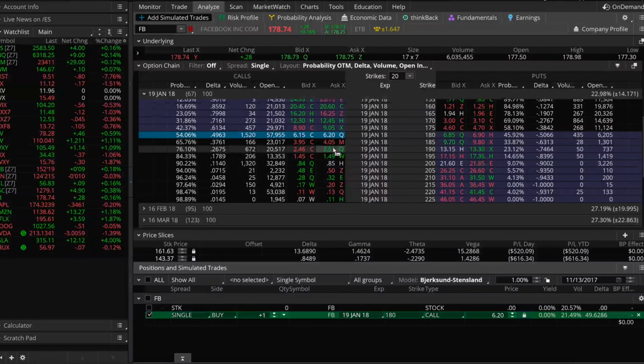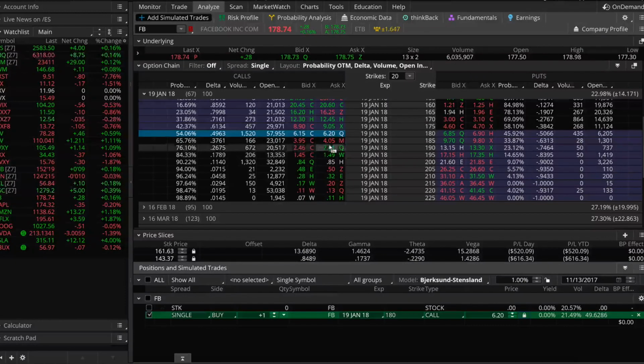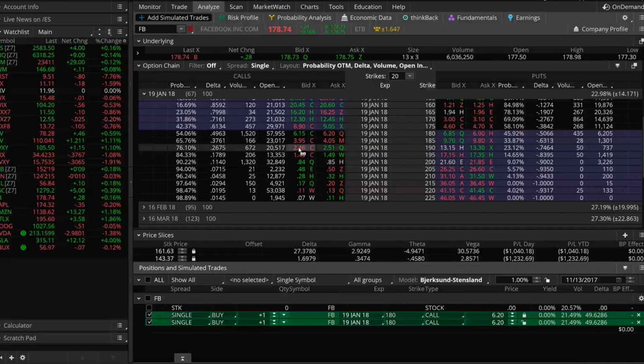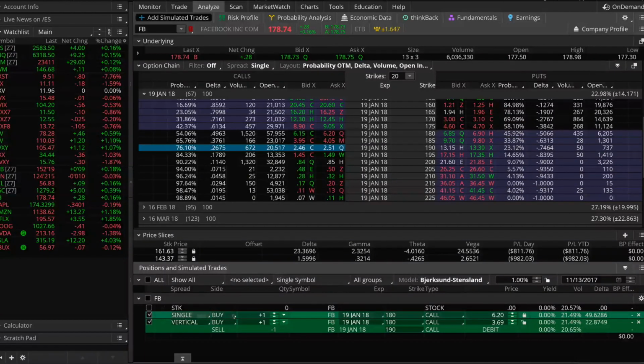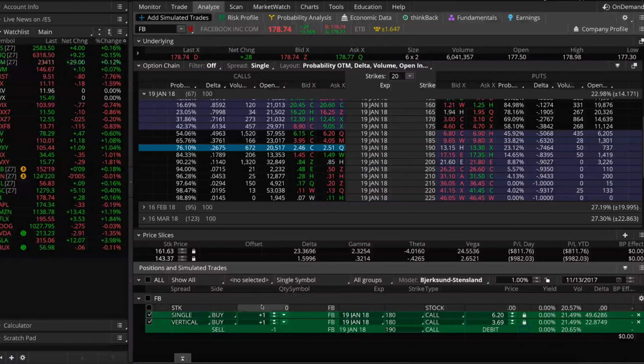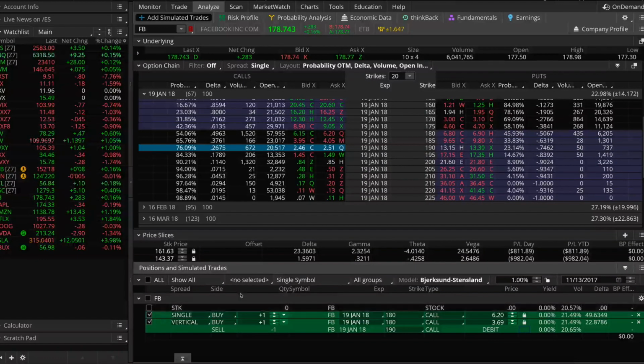and we're going to lock that in. Now, to create our call spread, we need to sell a call against this 180 call. So we're going to buy that 180 call again, and then we're going to sell, in this case, the 190 call. As we can see here, we have our single long call option, which is just buying the 180 call for $6.20. And we can see our call spread, which is buying the 180 call and selling the 190 call against it for a net debit of $3.69. Now that we have both of our trades queued up, let's go over to the risk profile analysis and look at the risk and reward potential of each strategy.